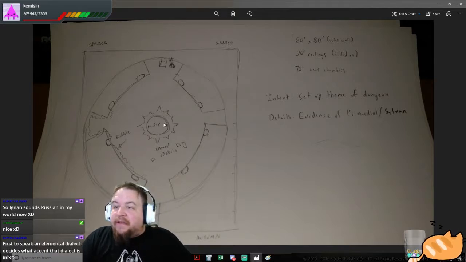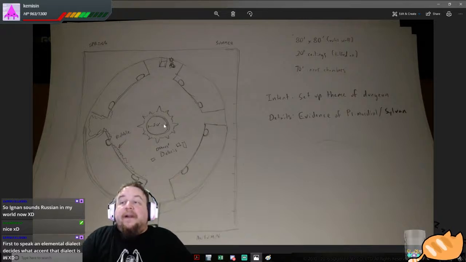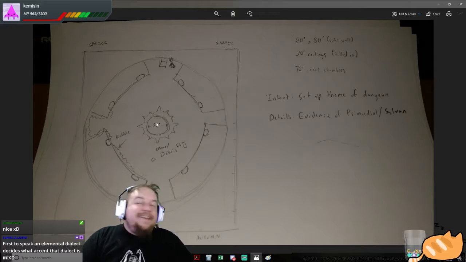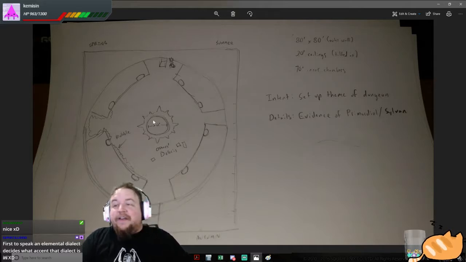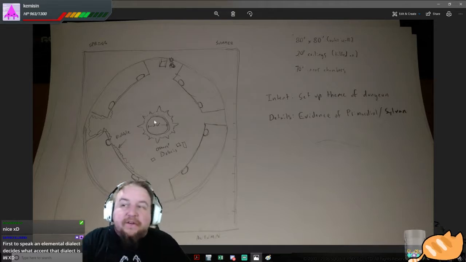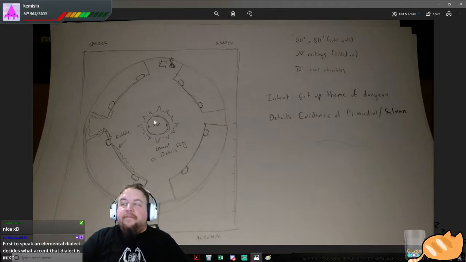First to speak an elemental dialect decides what accent the dialect is in. Well, I went with your Ignan as Russian. Although I was trying to, I gave it a southern twang. So there you go, everyone. Super Colliders, leave your thumbprint on Super Colliders World. This is your opportunity.